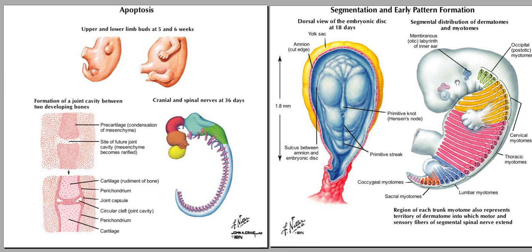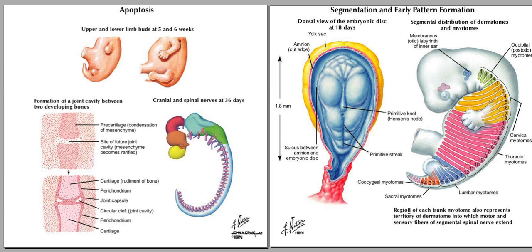That's the membranous labyrinth of the inner ear. It's optic and the post-optic too. Occipital myotomes, you have 1, 2, 3, 4, and the cervical myotomes 1 up to 8, and the thoracic myotomes 1 to 12, of course. You can see the lumbar myotomes here 1 to 5, the sacral myotomes 1 to 5, coccygeal myotomes too over here. I remember the cervical myotomes are 8.